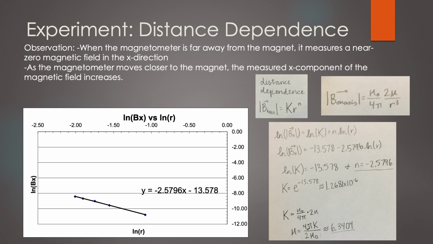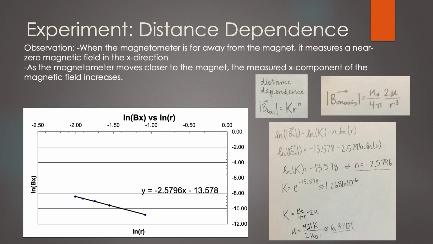For the first experiment, I had to examine a distance dependence. I measured the distances the magnetic sensor was from the magnet when the magnetic field's x-component was about 20, 70, 120, 170, and 220 microteslas, and I observed that as the magnetometer got closer to the magnet, the field's x-component got larger, and when far away from the magnet, the x-component was close to zero. I recorded these average distances.